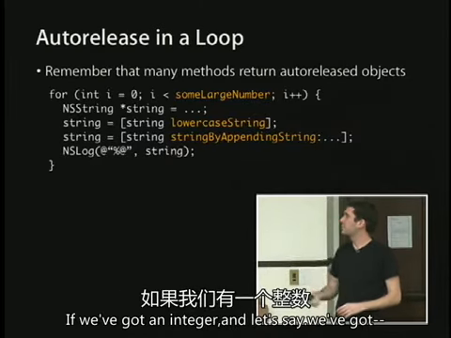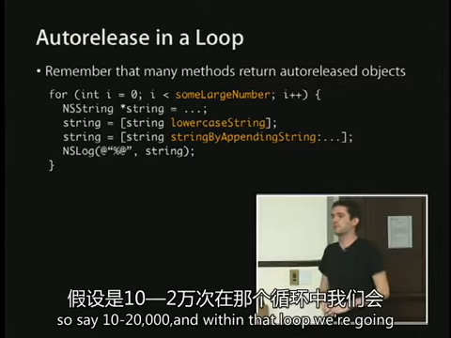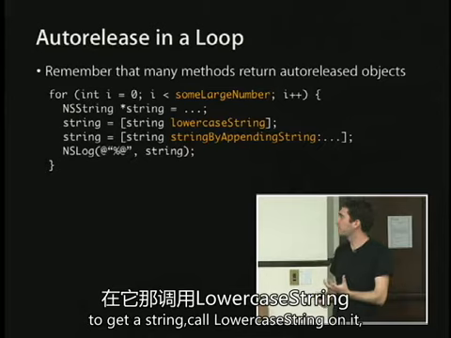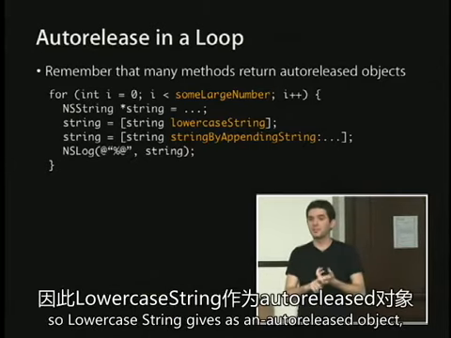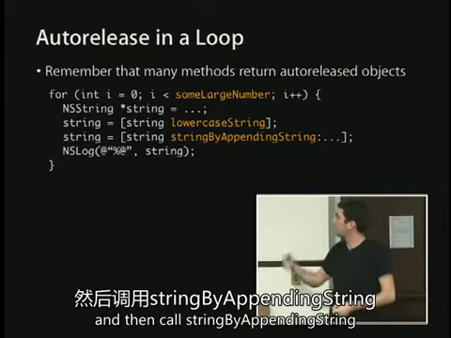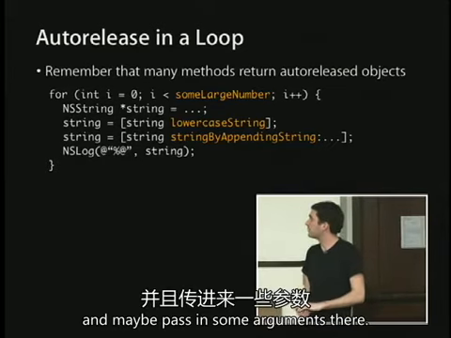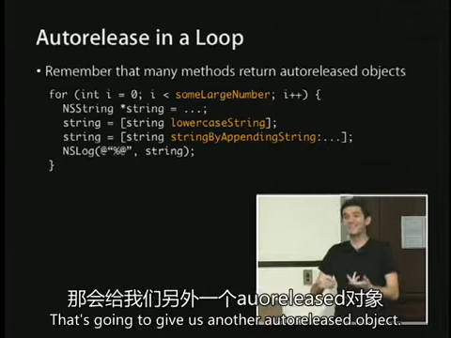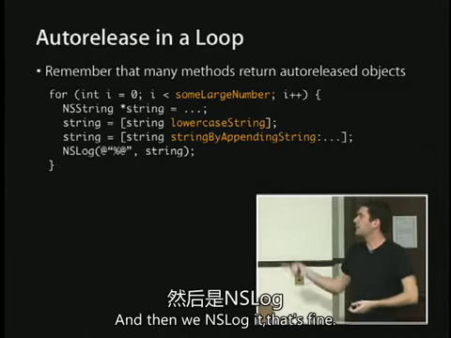If we've got an integer, and let's say we're iterating some large number of times, say 10, 20,000, and within that loop, we're going to get a string and call lowercase string on it. Lowercase string gives us an auto-released object that is the lowercase version of that, and then we call string by appending string, and maybe pass in some arguments there. That's going to give us another auto-released object, and then we NSLog it.